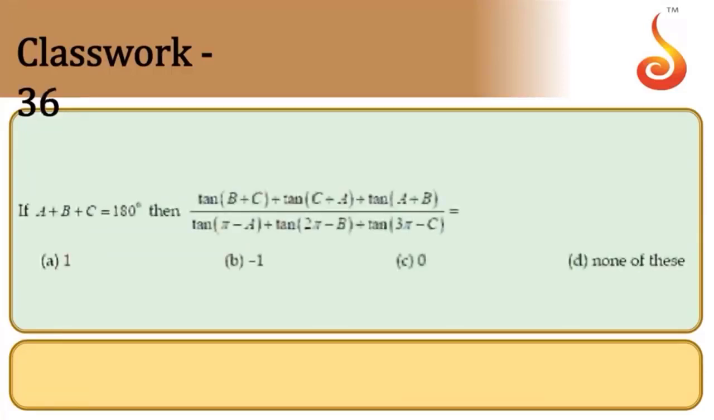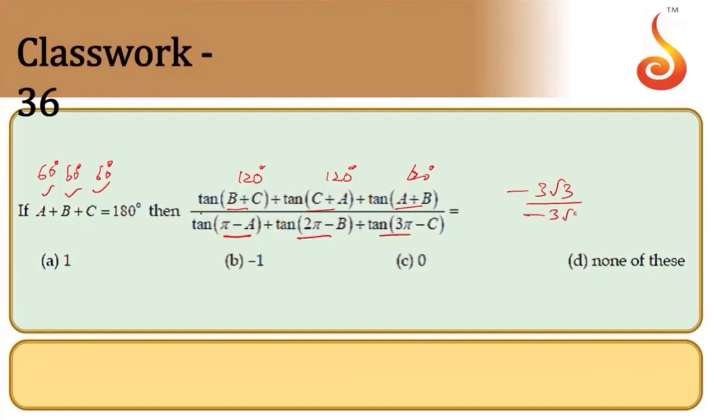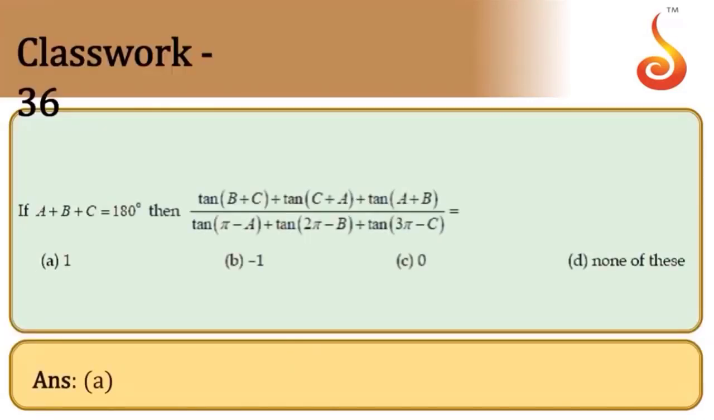Let me consider the next one, which is 36. Same as the previous one, as I told you, 60, 60, 60, and the exterior angle is 120 degrees. We know tan 120 is equal to minus root 3. Minus root 3, minus root 3, minus root 3, giving minus 3 root 3. And pi minus 60, that is 180 minus 60, is 120, the same thing, minus 3 root 3. So the answer is A here.